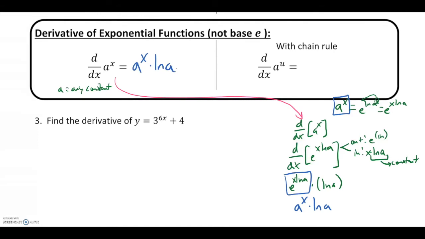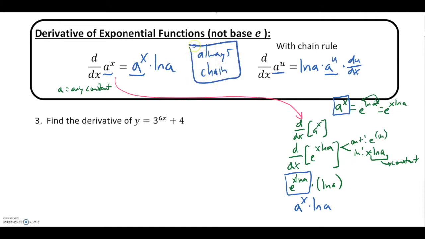And working with chain rule, that would mean we are actually going to work with, and here I'll move that natural log out in front just so it doesn't get in the way, natural log of a times a to the x. Notice one similarity between working with e to the x and any base, that power shows up again, times the derivative of the inside function, du over dx. And so again, any exponential is going to be a chain rule problem.